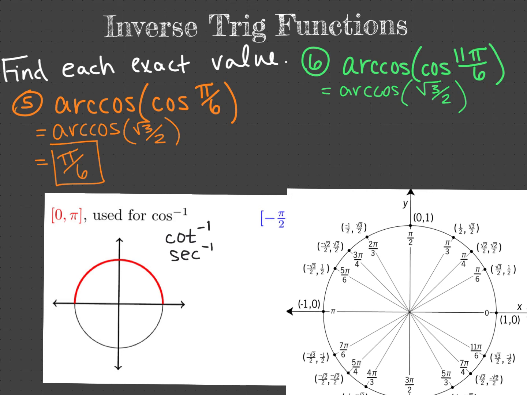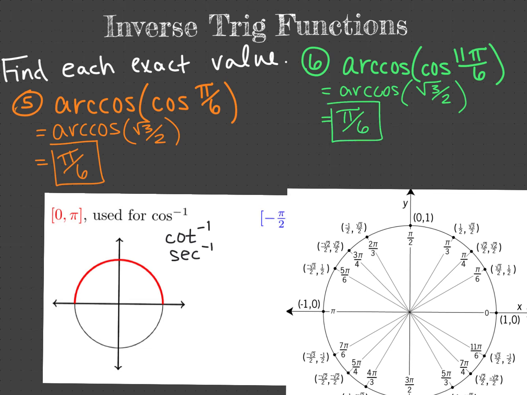What do we think? Well, arc cosine has restrictions on it. The only outputs to any arc cosine can be angles in quadrants 1 and 2 only. So it doesn't look like we have a chance of getting 11 pi over 6 back, since that's all the way in quadrant 4. We actually just solved this. We know what the arc cosine of root 3 over 2 is. It's pi over 6.